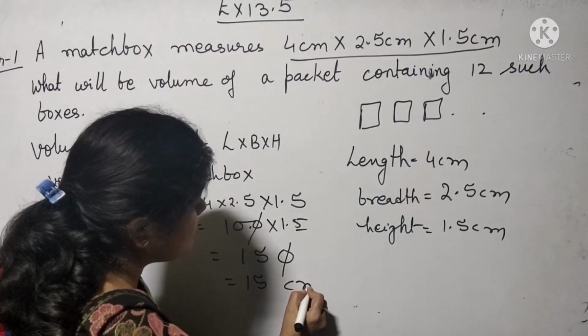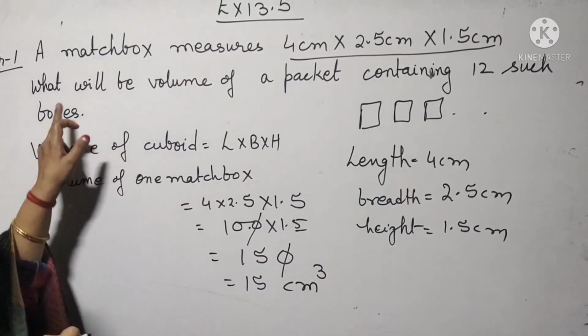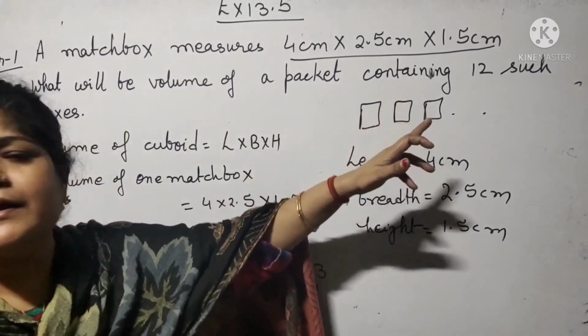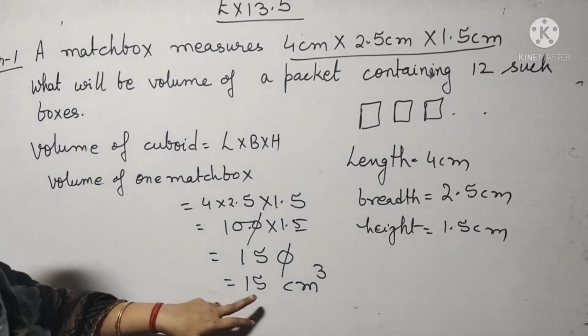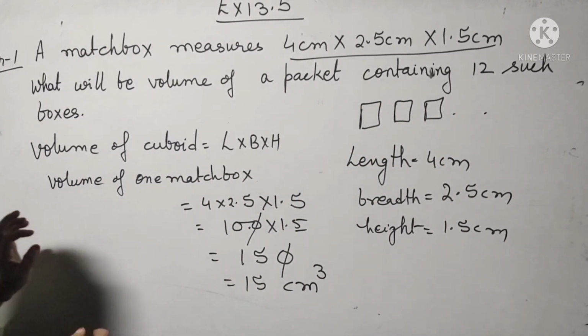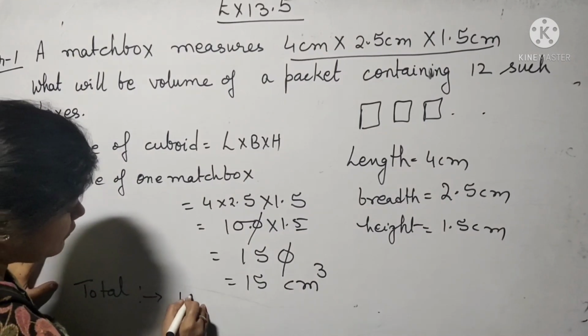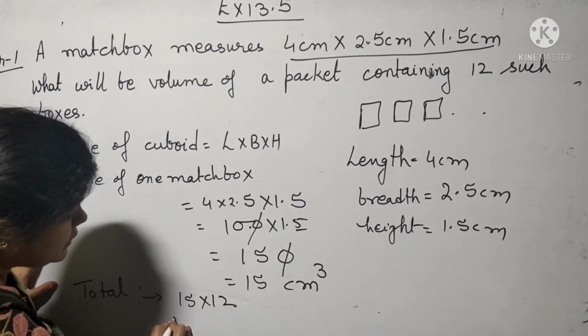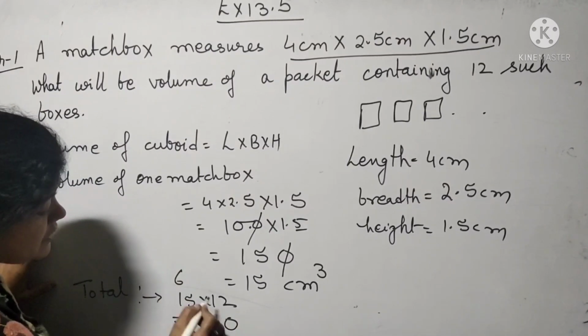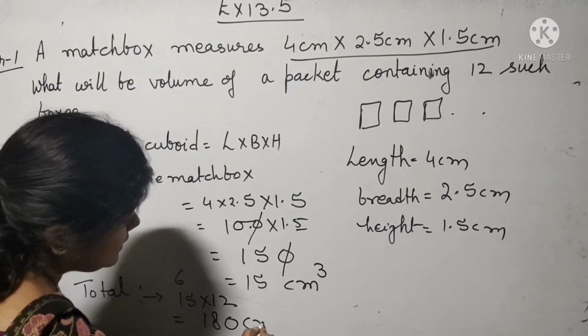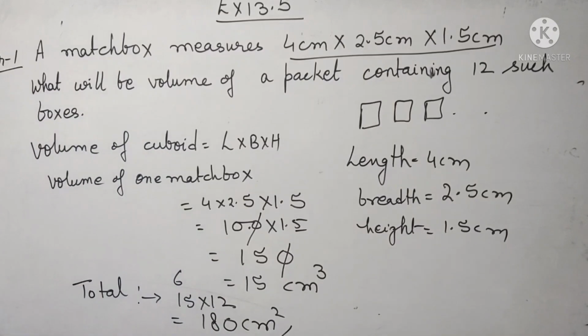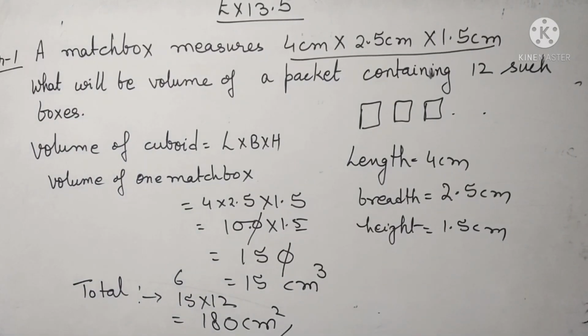Now when we write the volume, this is in centimeter, that means centimeter cube. Now we have to find the volume of the packet containing 12 such ones. So we have to multiply with 12. So total volume is equal to 15 into 12, which is 180 centimeter cube, and this is our proper answer.